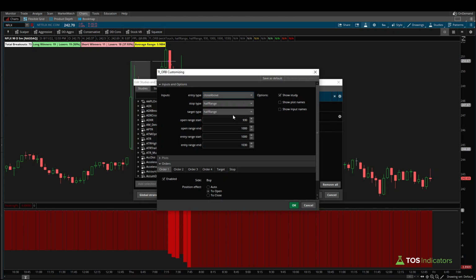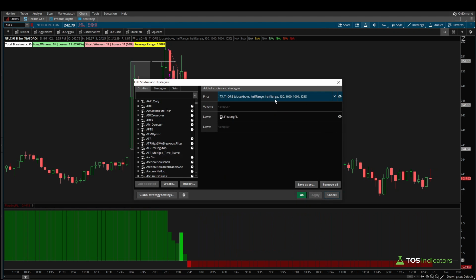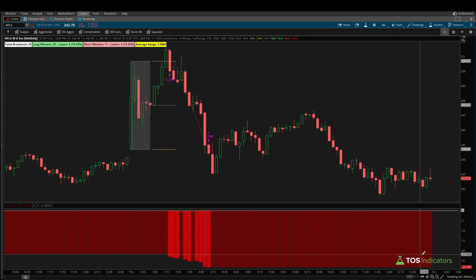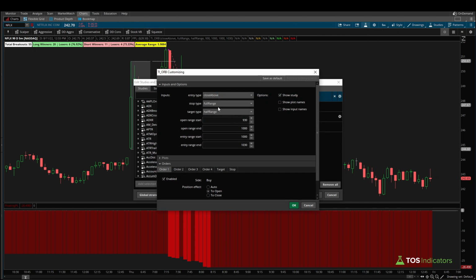So let's come back to a close above here. We know that so far has led to a higher P&L number. Let's next change the stop type. What happens if we expand the stop type here? If we go from a half range to a full range instead, giving it a wider stop led to a lower P&L value. So again, a wider stop here does not seem to be improving the situation.